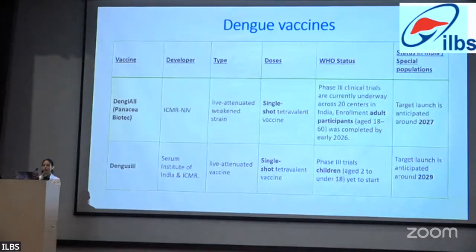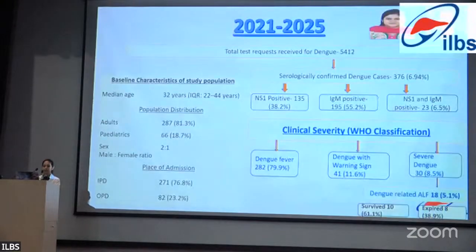Transition now to the future of dengue prevention in India, focusing on indigenous vaccine candidates. First is DengiAll, a collaboration with the ICMR. This is a live attenuated vaccine. It has completed its phase 3 trials, and target launch is anticipated in 2027. And the second one is Dengue Sil. It is to be given to children aged 2 to 18 years, and target launch is anticipated around 2029.